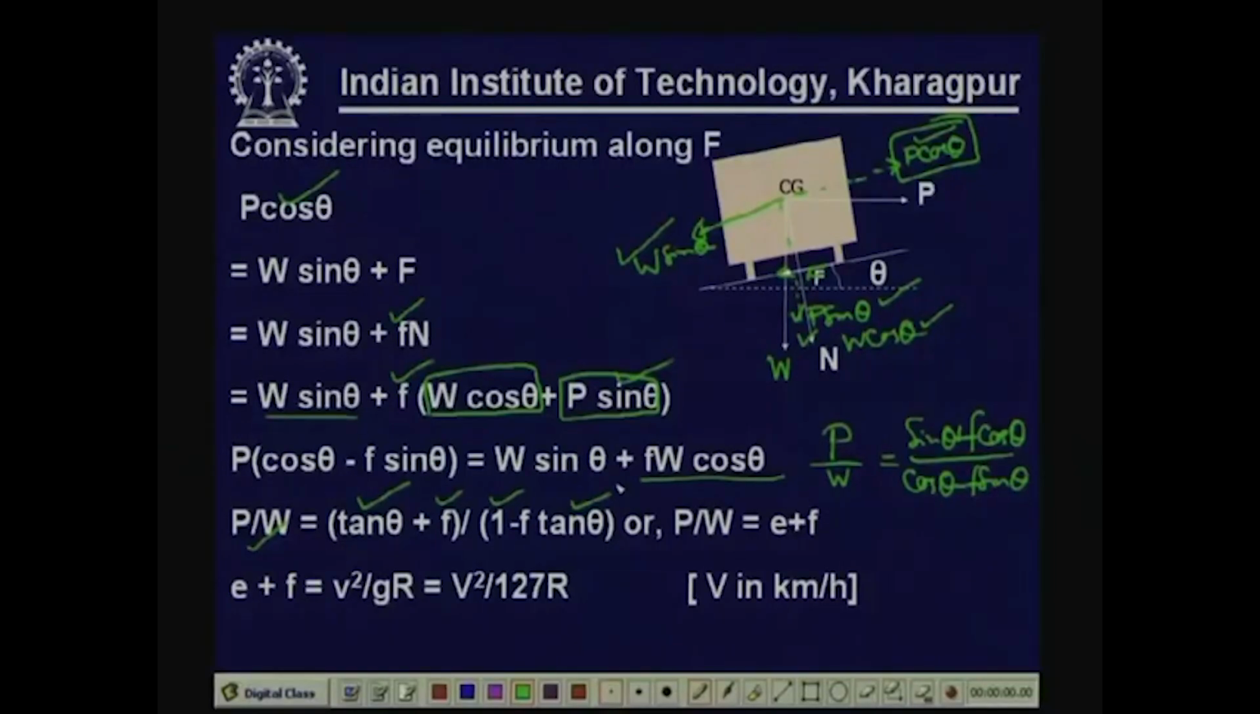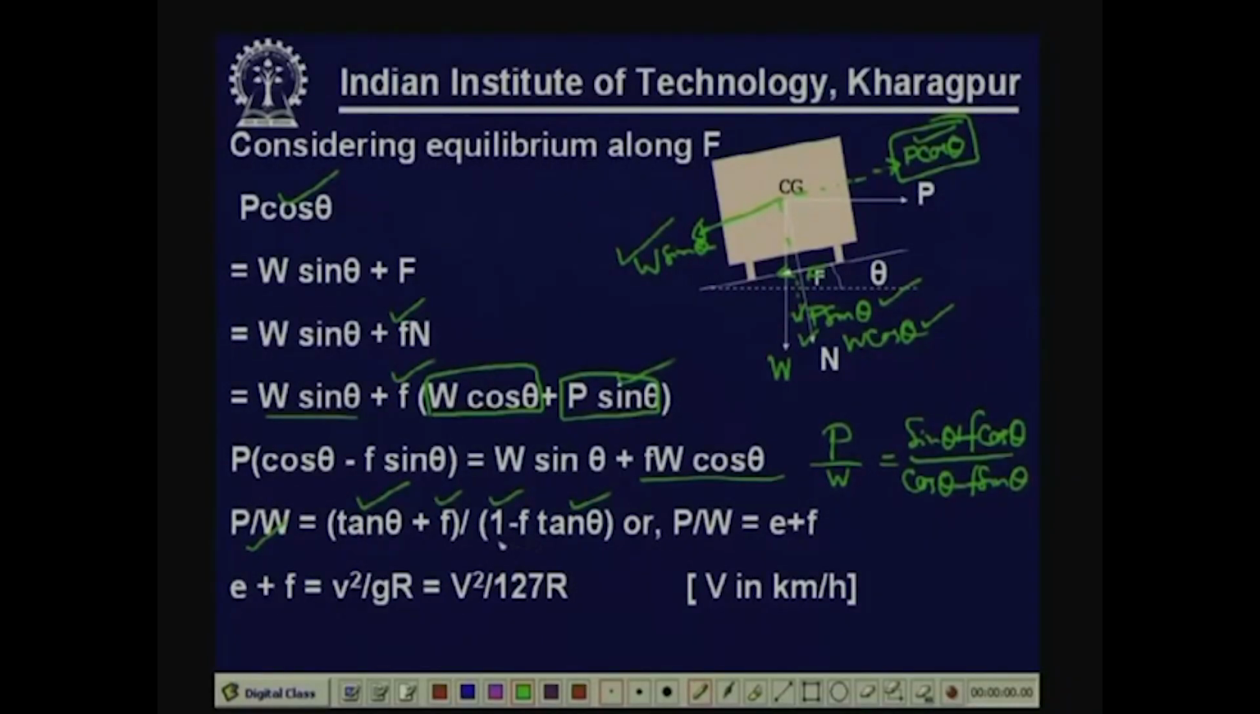Now, because normally this transverse slope which is provided is not very high, it is a very small angle theta. Therefore, 1 minus f tan theta is practically equal to 1 or unity, because f tan theta is a very negligible quantity, because theta is small. Tan theta itself is a very small quantity multiplied by the coefficient of friction, which is again a small value. So, 1 minus f tan theta is almost equivalent to 1.